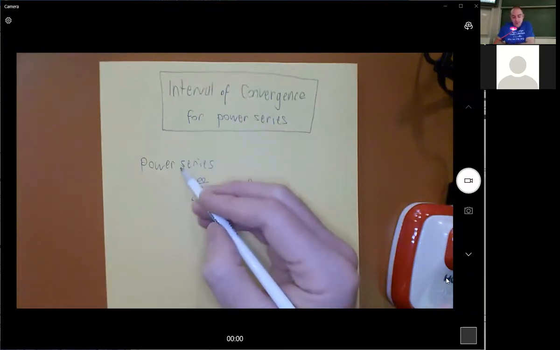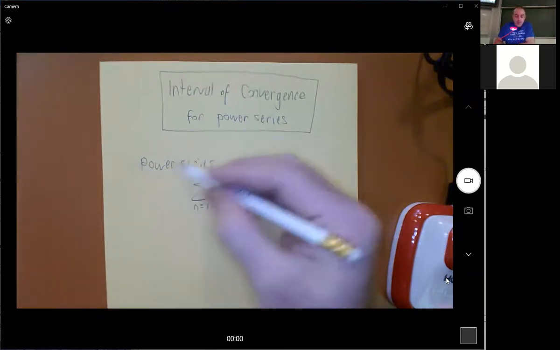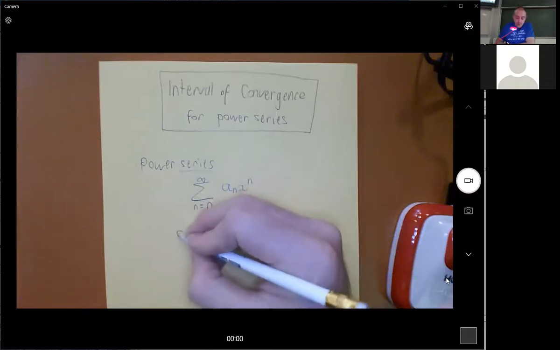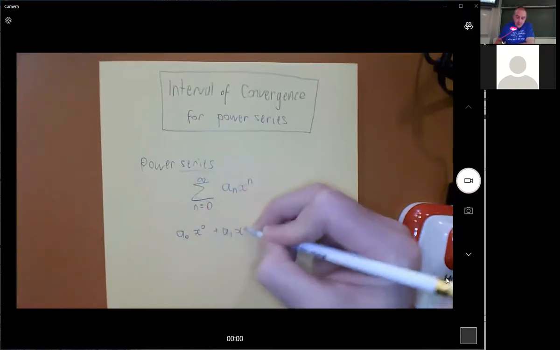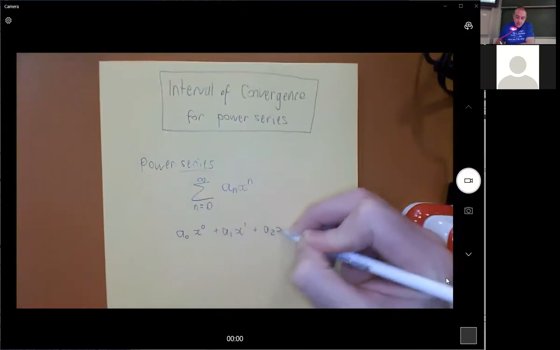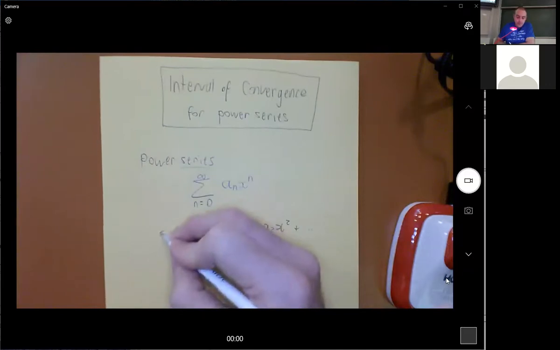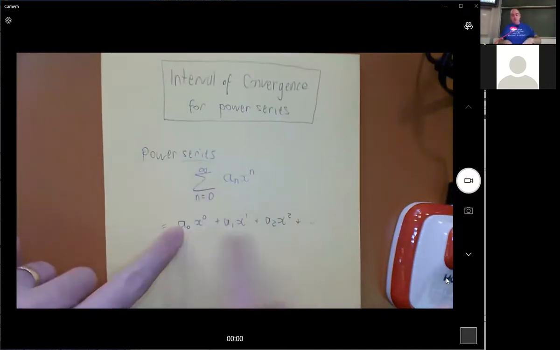And the series is referring to the fact that it's an infinite sum. And the power is referring to the fact that it's made of powers of x's, each term. So this is short for this: a0 x to the power of 0 plus a1 x to the power of 1 plus a2 x to the power of 2 plus and so on forever. So this is a short version of this.